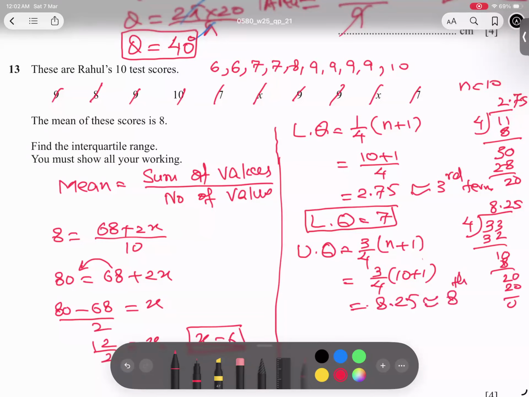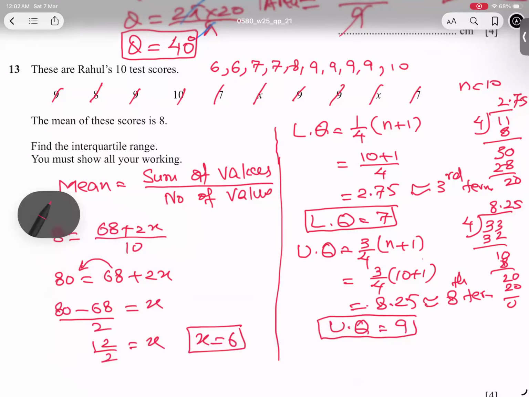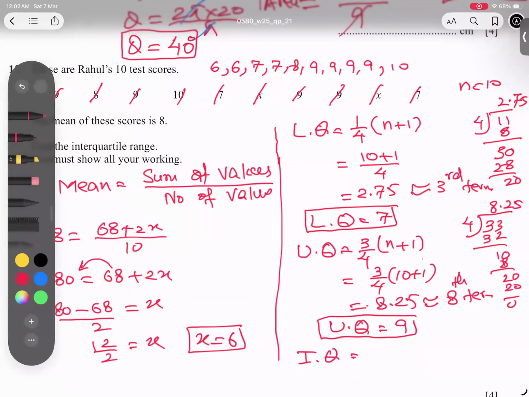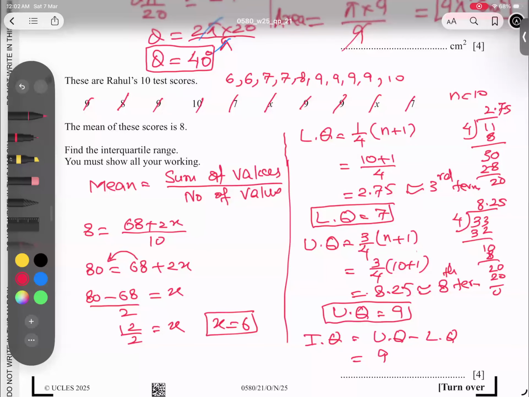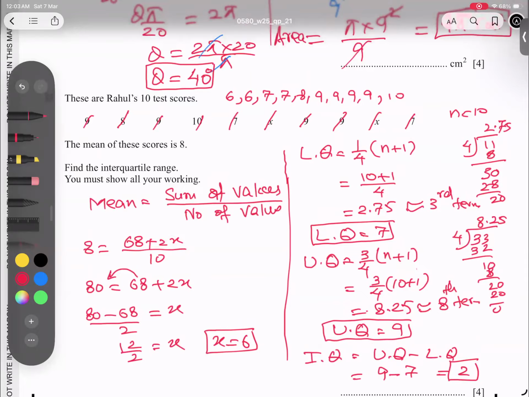So I'm looking for the eighth term. Count from here: 1, 2, 3, 4, 5, 6, 7, 8. So I got 9. So the upper quartile I'm getting here is 9. And what is the interquartile range, students? The interquartile formula is upper quartile minus lower quartile. Upper quartile is 9 and lower quartile is 7. So I got 2. I hope the concept is very clear and we got the interquartile range very easily. Okay, so let's talk about the next question.